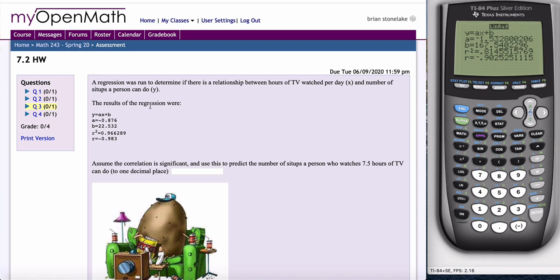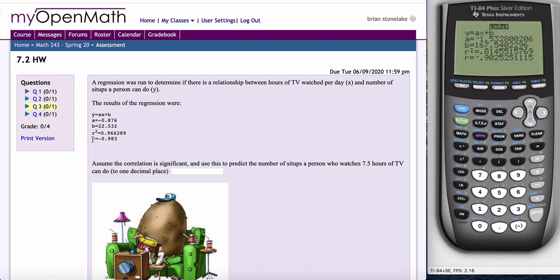Question 3, here's another LSR. Instead of giving you the data and having you come up with this screen on your calculator, you've typed in enough data. I want to kind of limit that where I can. The data's already put in for you. It's between hours of TV and sit-ups that somebody can do. Okay, fine. And this is what comes out of your calculator, is what they're telling you.